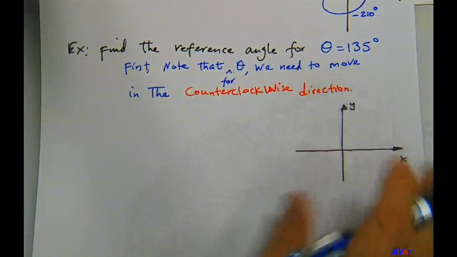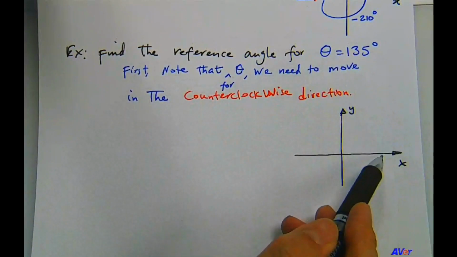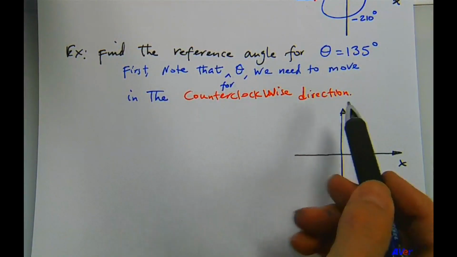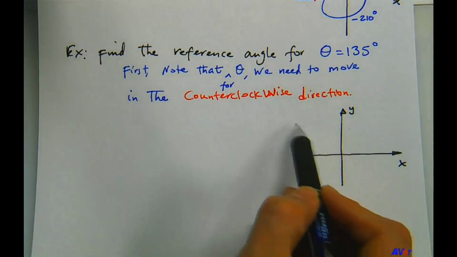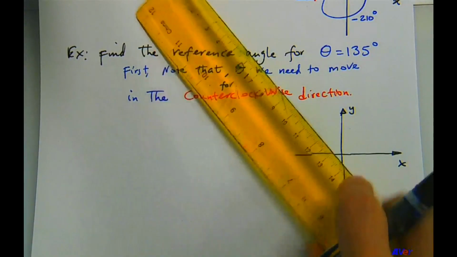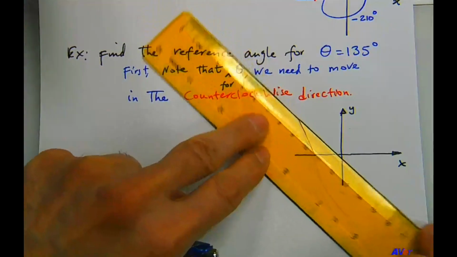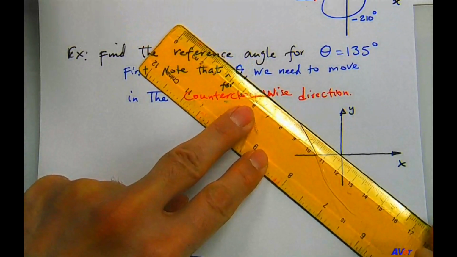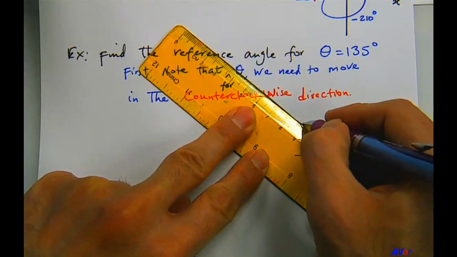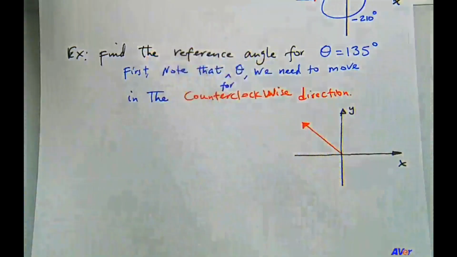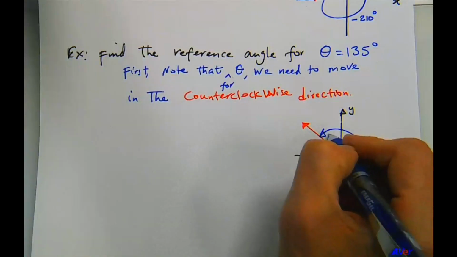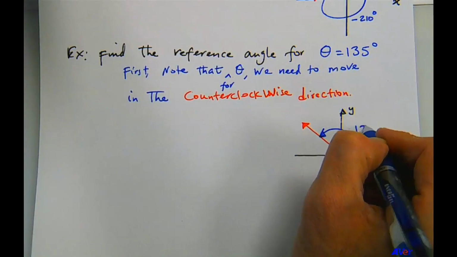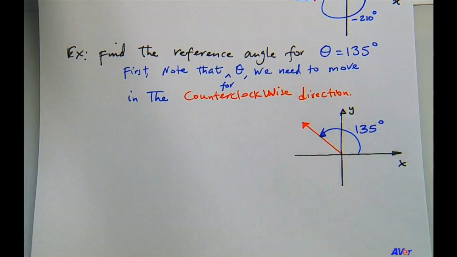So going counterclockwise, we know that from here to here is 90 degrees, and then add another 45 degrees to it, and we end up in the second quadrant, right? So it would be here at a 45-degree angle. This is where the terminal side is. And this angle is 135 degrees. And so what is the reference angle for this?